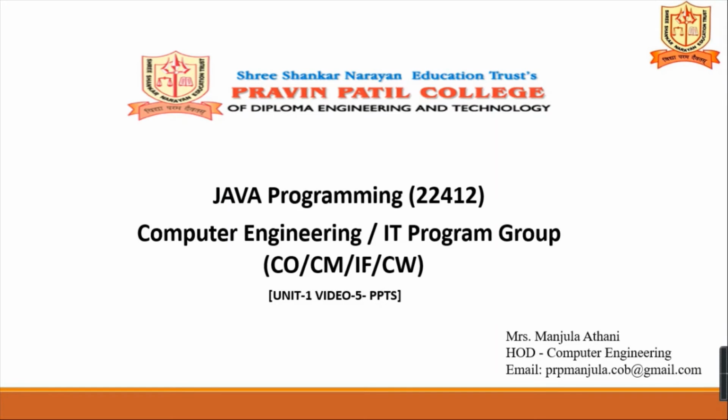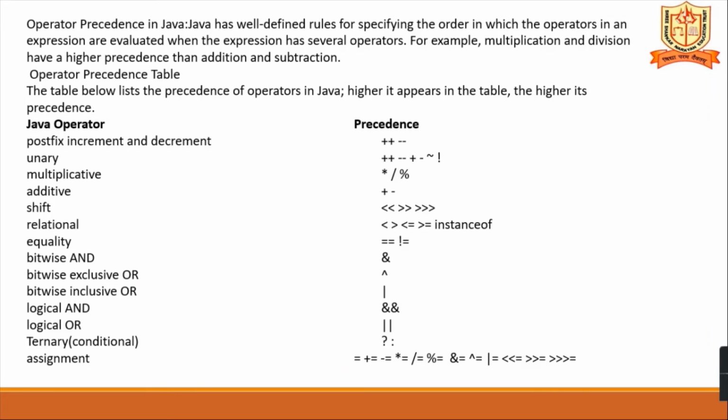Of unit 1. In this video we will see the for loops, conditional loops, and operator precedence, and the remaining part of this unit 1. So first we will study what is operator precedence in Java. Java has well-defined rules for specifying the order in which the operators in an expression are evaluated when the expression has several operators. For example, multiplication and division have a higher precedence than addition and subtraction. The operator precedence table is given below here.